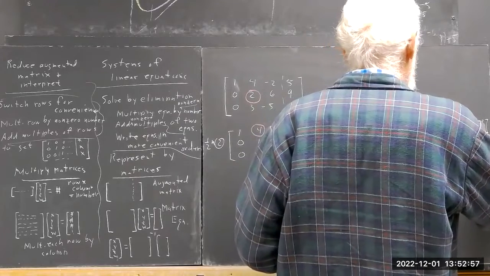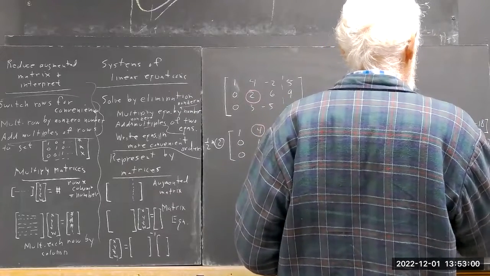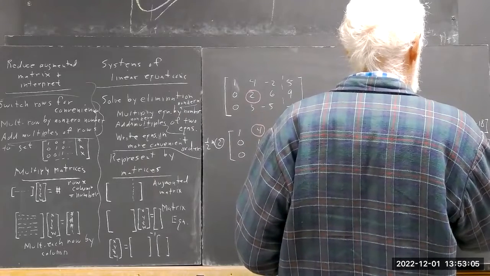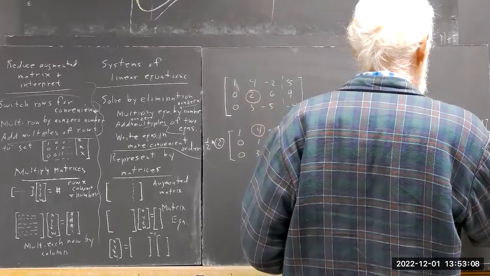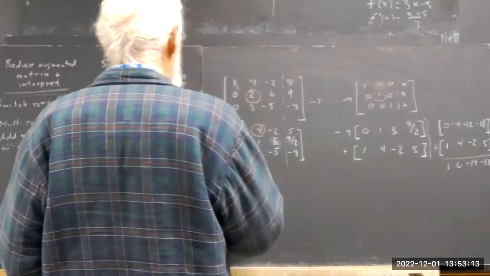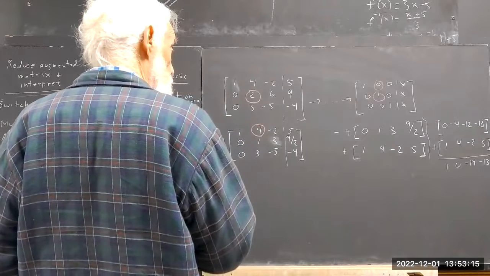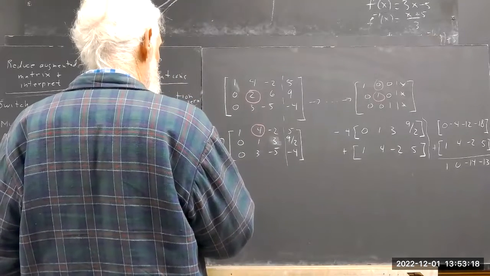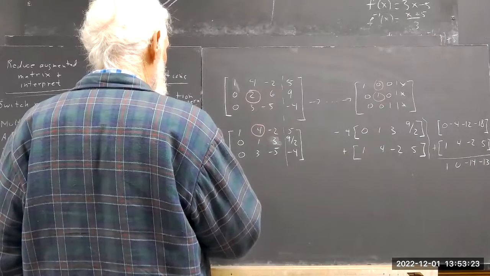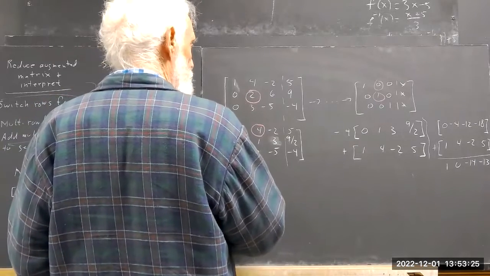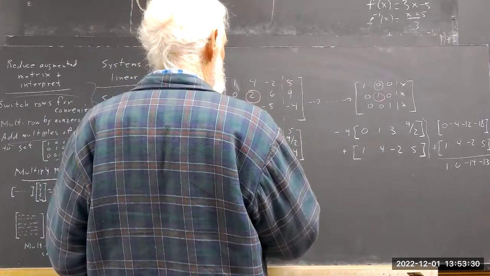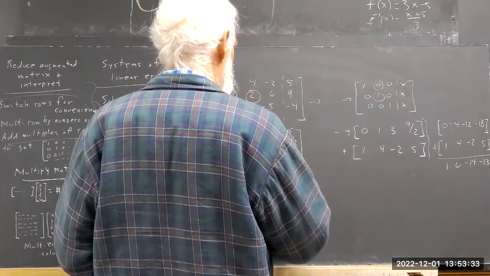And then you have 1, 4, negative 2. You add those together, you're going to get 1, 0, negative 14, negative 13. So now over here you say, okay, what I just did was I did row 1 minus 4 times row 2. And it gave me 1, 0, negative 14, negative 13.